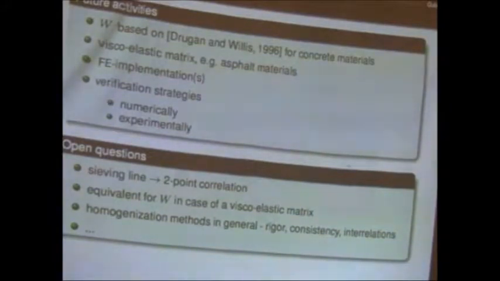Finite element implementation strategies are still an issue, and also verification strategies, numerically as well as experimentally. Here in the open questions I put some points. For instance, if you would like to use this effective medium approach or random composite approach from Willis and Dragon, we would need to correlate a sieving line for concrete with a 2-point correlation for our model.